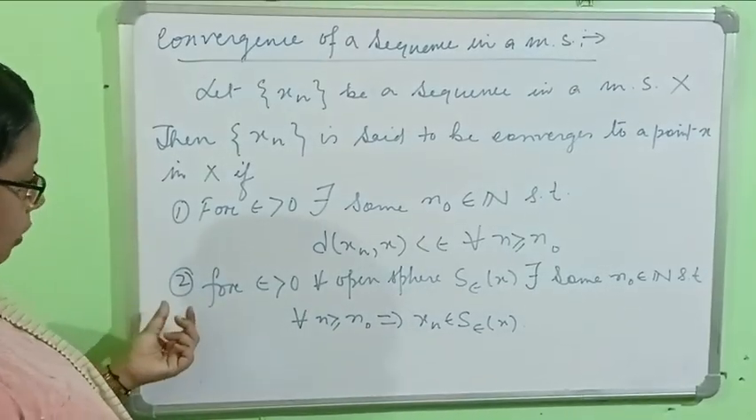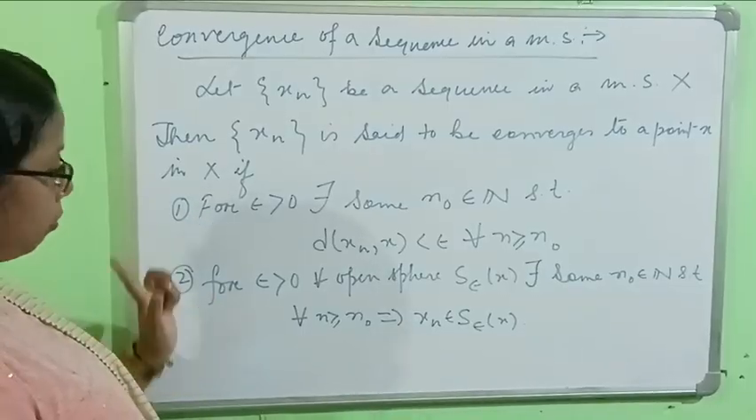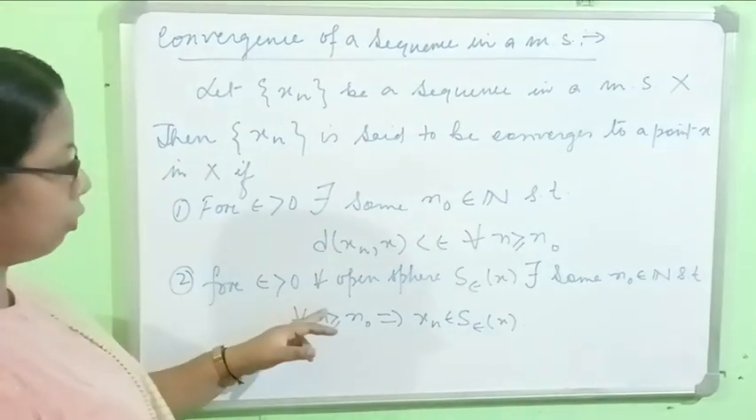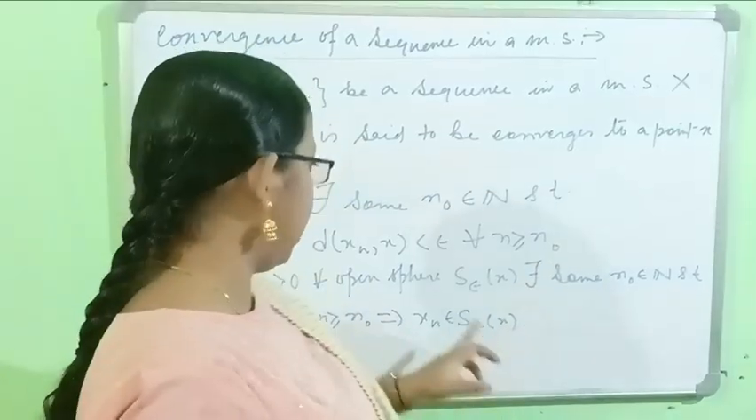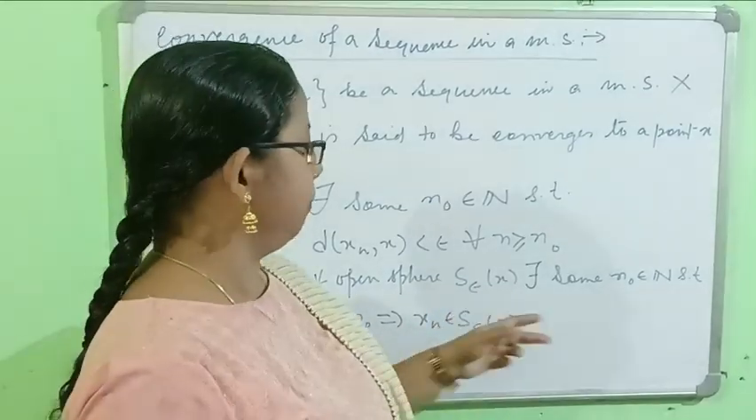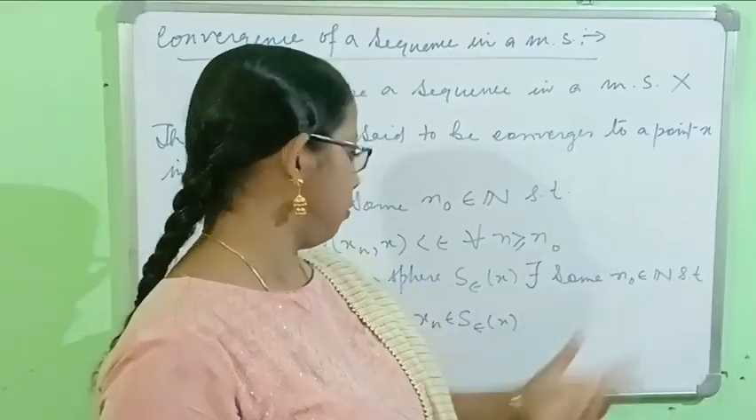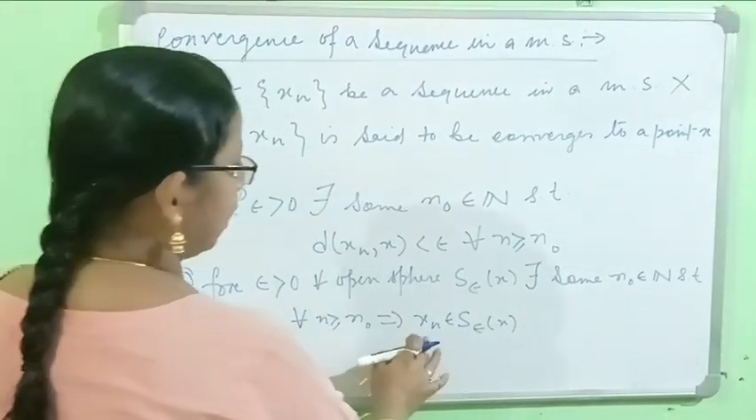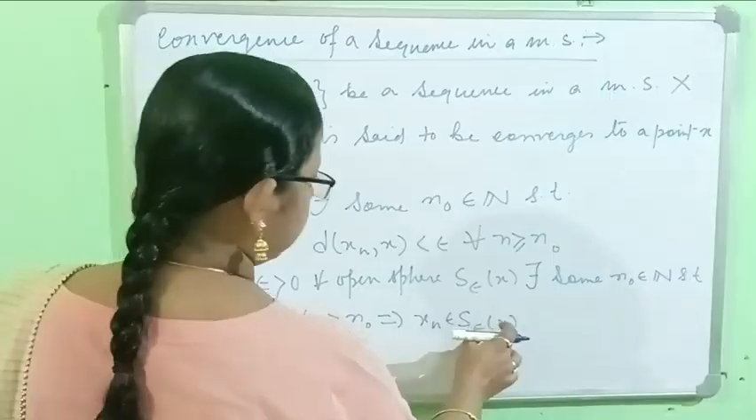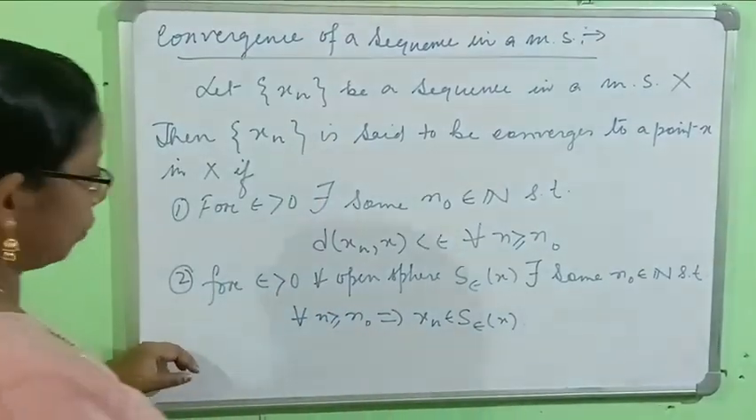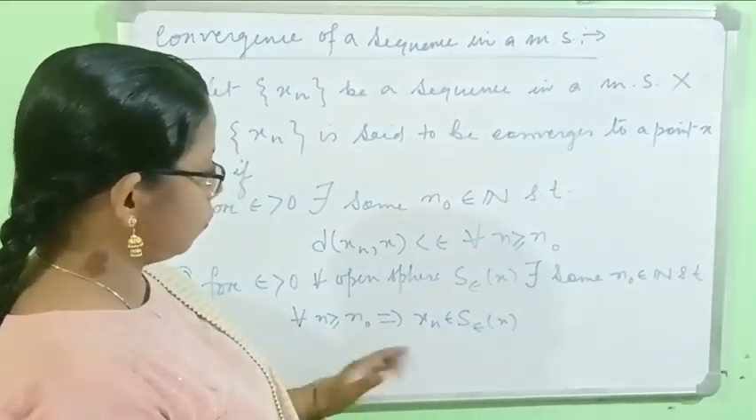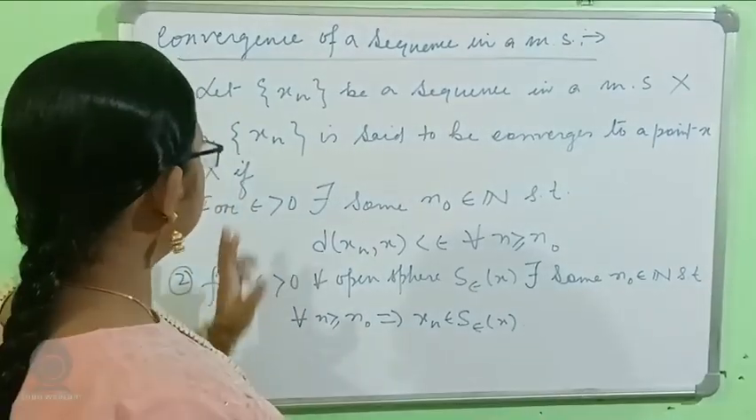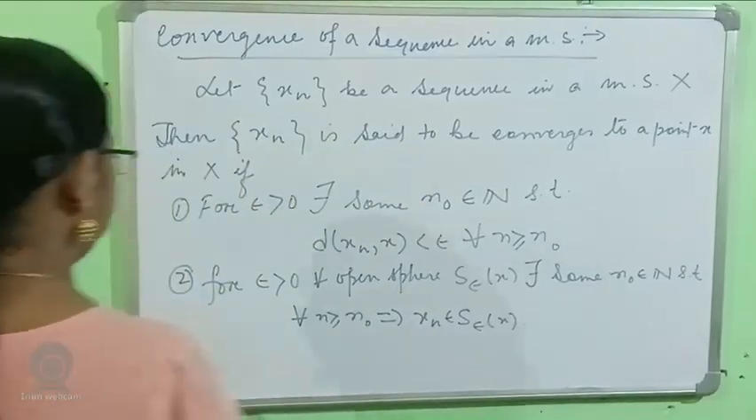The second one is the alternative definition of convergence of a sequence in a metric space. For epsilon greater than 0, for the open sphere centered at this point x and radius epsilon, if there exists some n naught belonging to the set of natural numbers such that after some n greater than n naught all the xn belong to the open sphere centered at x and radius epsilon, then we say this sequence xn converges to x.